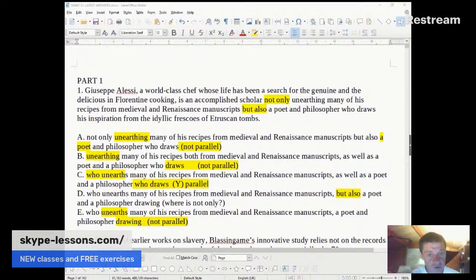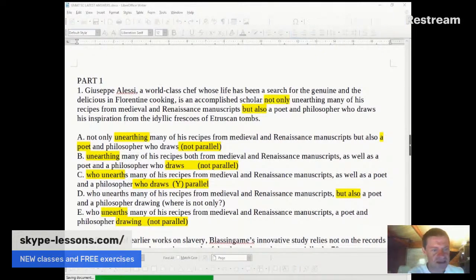So not unearthing, not drawing. Drawing and unearthing would be equal. And I think you can hear that. Yeah, drawing, unearthing. So if we change this one slightly, unearthing many of his recipes from both medieval and Renaissance manuscripts, as well as a poet and philosopher, drawing, that would be parallel. Yeah, but who draws? This is a relative clause. And before we had a participle describing Giuseppe Alessi, and now we've got a relative clause.